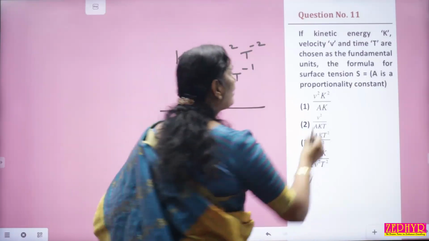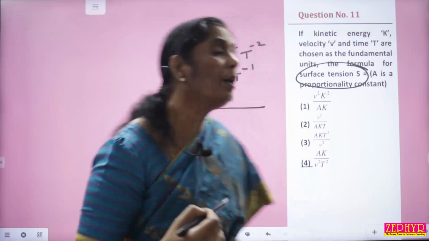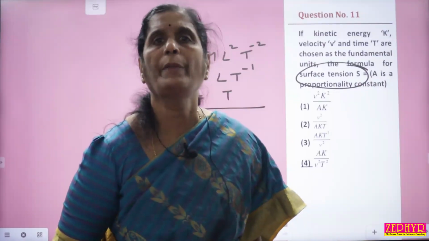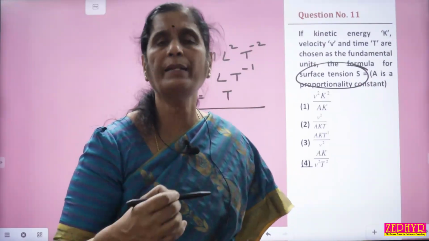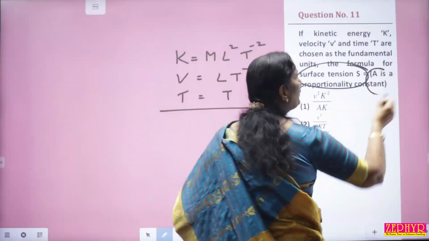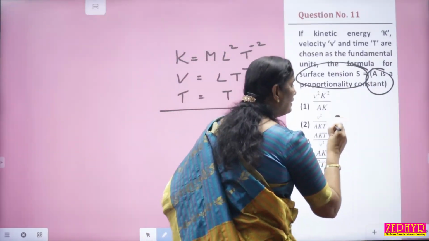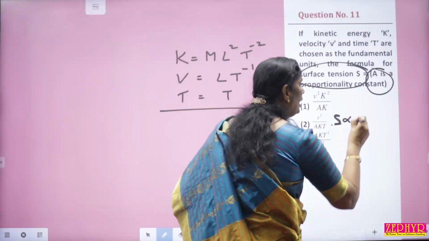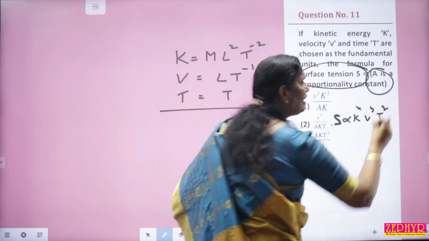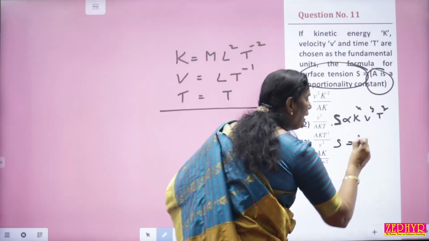So for the formula for surface tension, I want to write surface tension in terms of kinetic energy K, velocity V, and time T. So K, V, T are considered as fundamental quantities. Surface tension is a derived quantity. What is this A? A is the proportionality constant. S is proportional to K raised to X, V raised to Y, T raised to Z. You find X, Y, Z. Then at the end, you will remove the proportionality symbol.